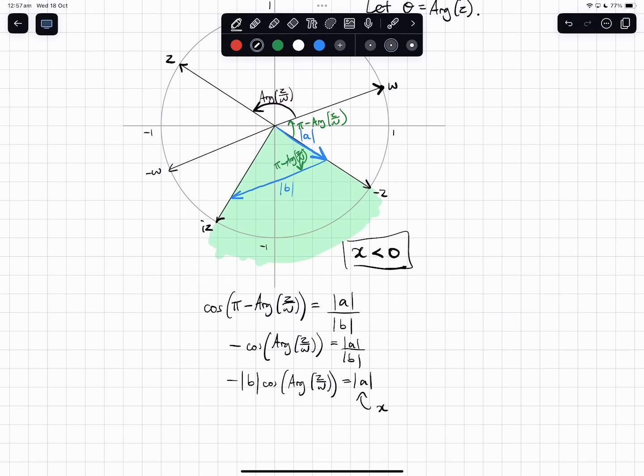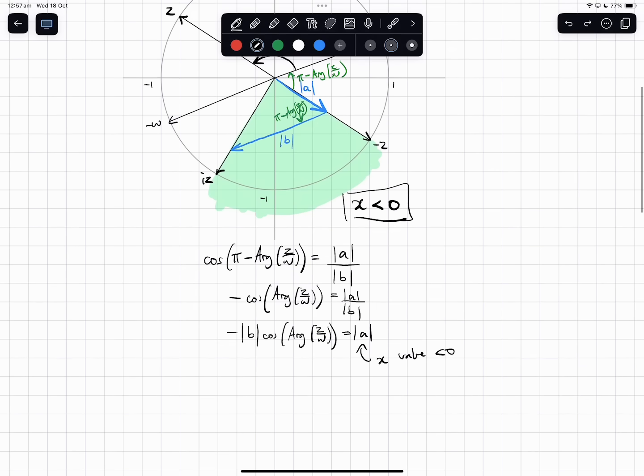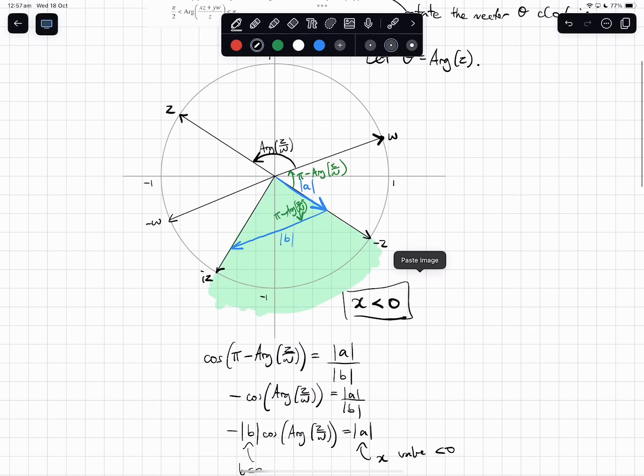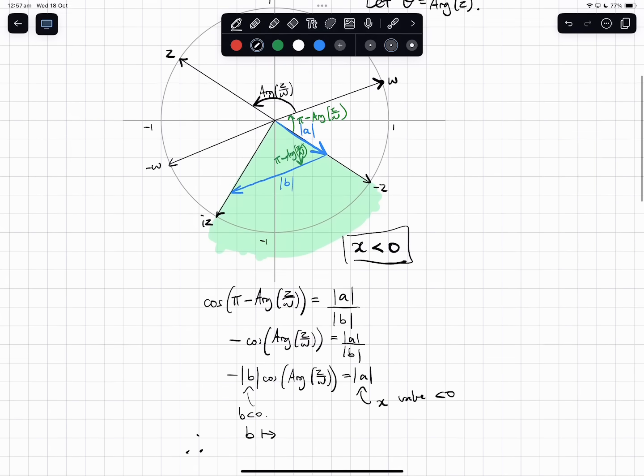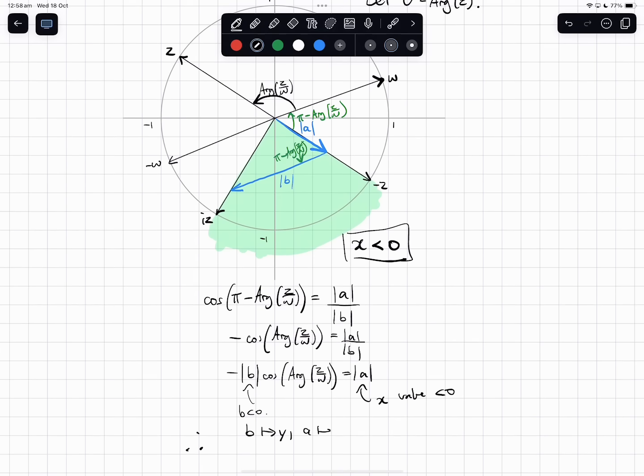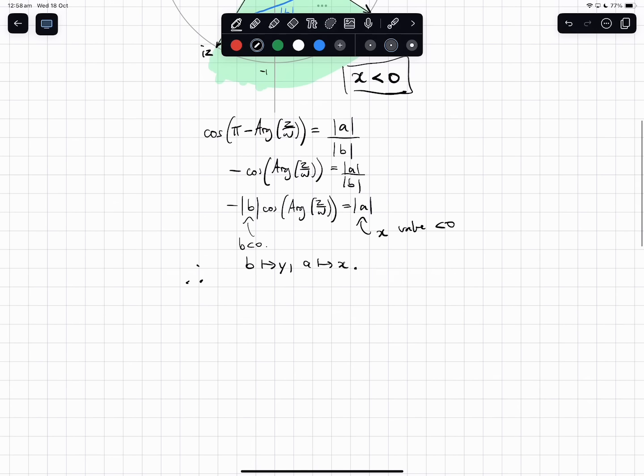So remember, this is the value of x. This is an x value, and it is negative, as I've said before, it has to be negative. And this b is also negative, because it's pointing in a different direction. So putting that together, I don't know why I used A and B, so I'm just going to say B was really Y, and A is really X. Then we go and use all these facts, and we get this relation.